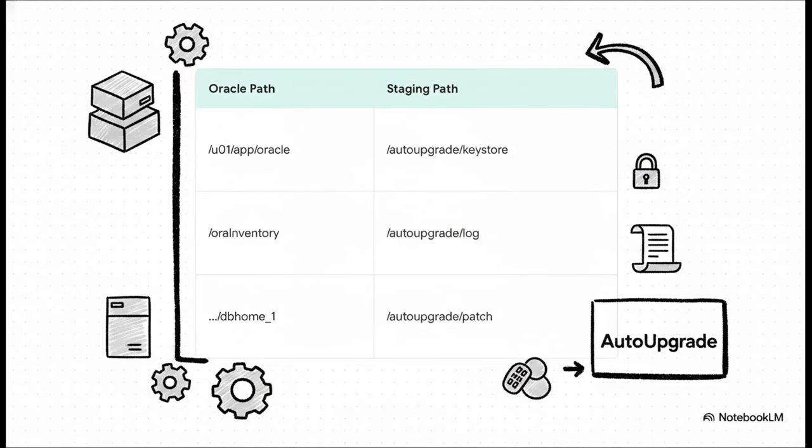To keep our infrastructure incredibly organized for this upgrade, we're going to establish two distinct directory structures. On one side, we have the traditional Oracle application paths, where the core software will actually live. On the other side, we carve out a dedicated staging area specifically for Auto Upgrade to isolate its key stores, logs, and patches. Keeping these separated right from the start makes long-term management and troubleshooting so much easier.